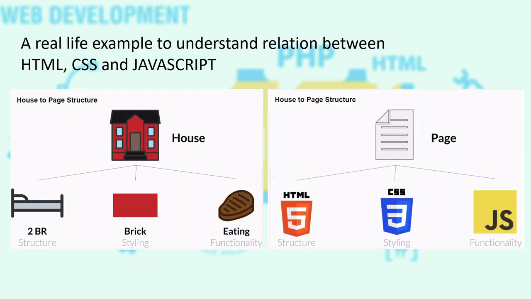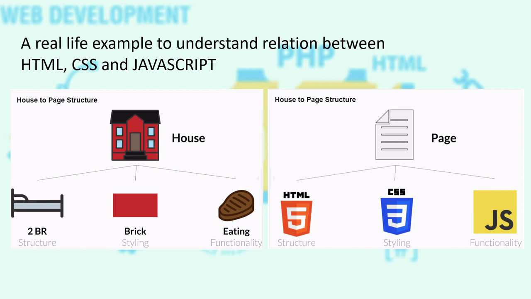You can see a house. A house consists of many things like beds, sofas, almirahs, tables, chairs, etc. The basic structure of all these things can be considered as HTML. The color of those things and the orientation of these things can be considered as CSS. And the functionality of our house, like eating, sleeping, and other things, can be considered as JavaScript code.